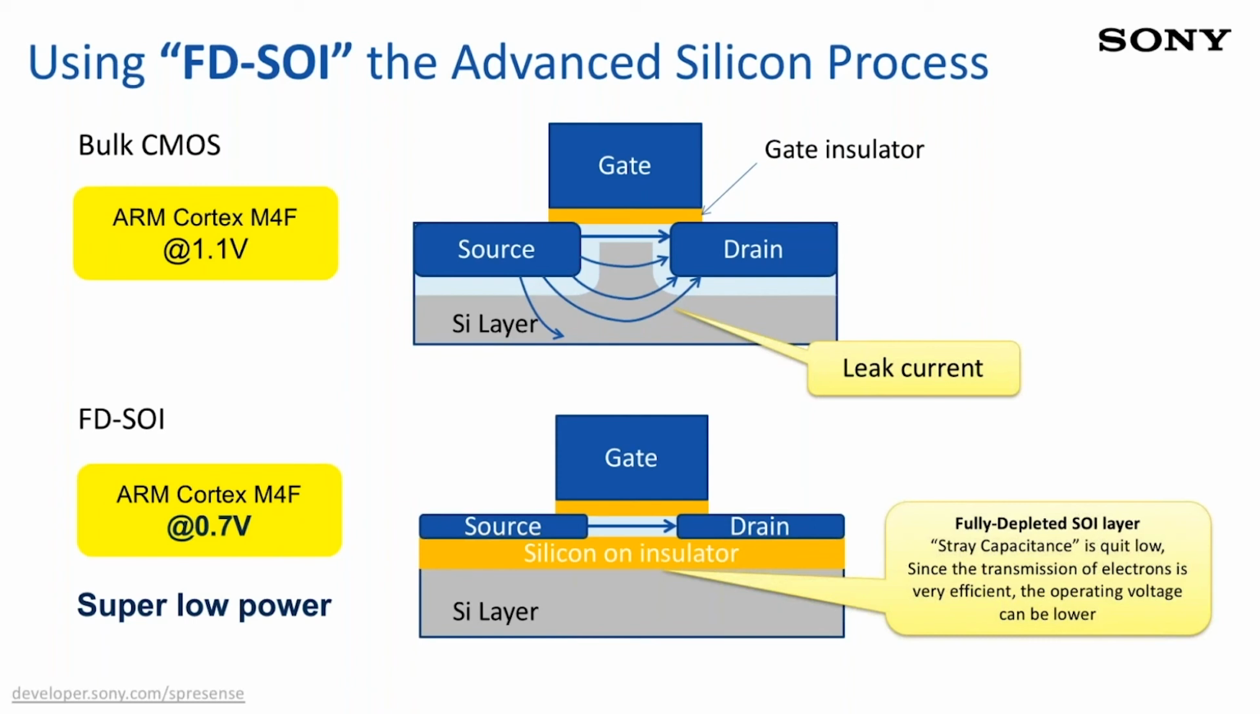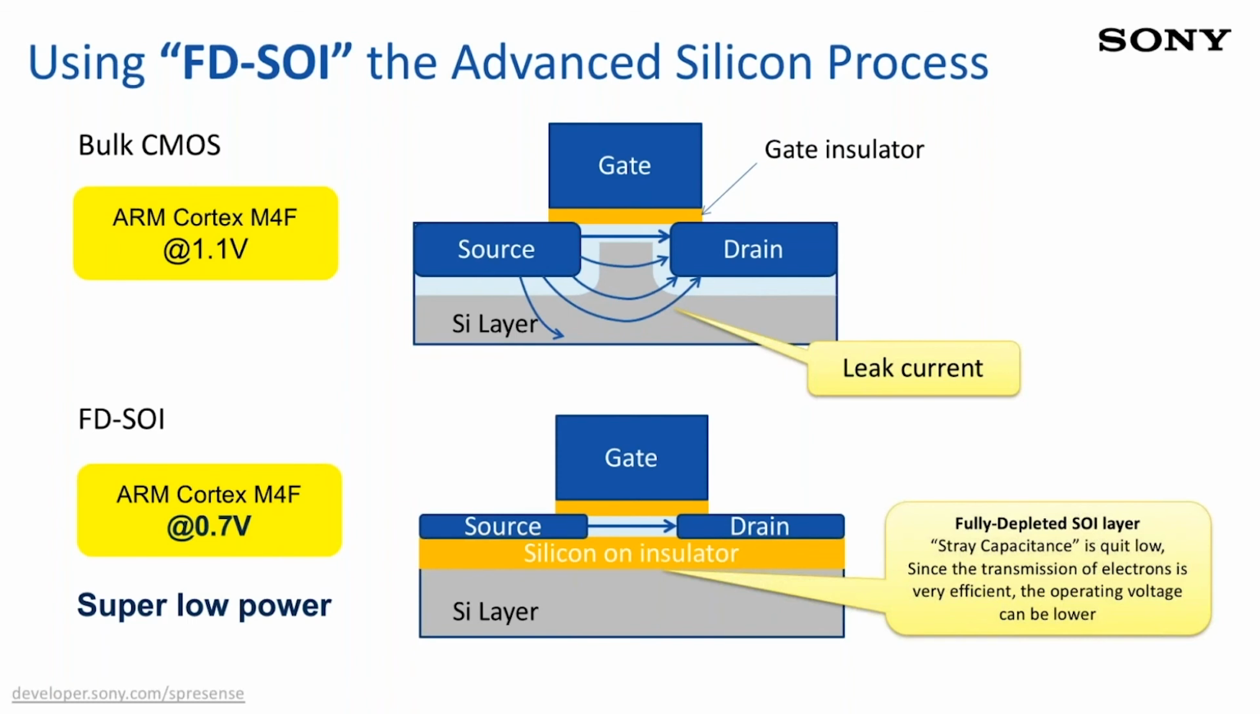If I avoid that leakage, what does it mean? It means I am using less power. So now let's go back to the yellow box, and here you see only 0.7 volt. Compare 1.1 and 0.7. So I think now you know why when we say Spresense is low power and we are using FD-SOI, what does it mean? This is at the transistor level. So we talk about this.